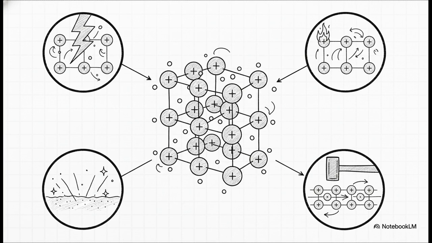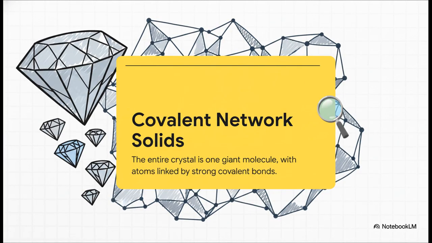The ions can just slide past each other inside that electron sea without shattering the whole thing. It's brilliant. And that brings us to our fourth and final family, covalent network solids. In these materials, every single atom is bonded to its neighbors with ridiculously strong covalent bonds. It's not really a collection of molecules. The entire crystal is basically one giant molecule. This makes them exceptionally hard with sky-high melting points. And yep, you guessed it, diamond is the poster child for this category.